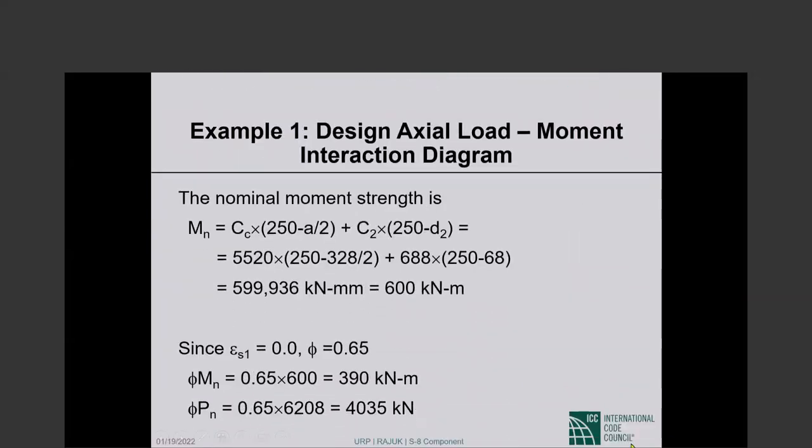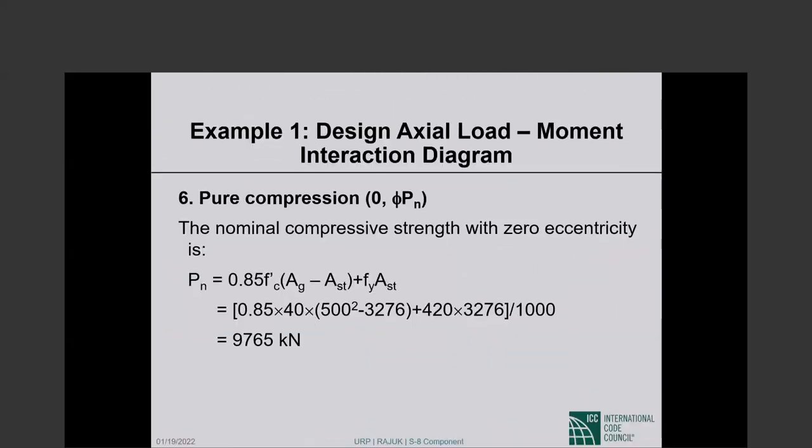And then by taking moment of now there are two forces about the mid height of the section. The moment is 600 kilonewton meters. Phi remains at 0.65. So those are the design values of moment strength and axial strength.